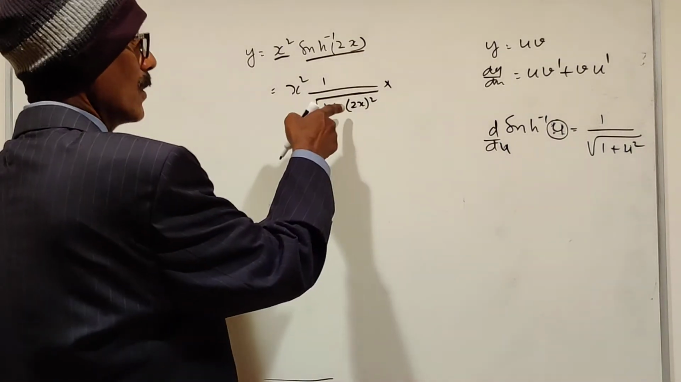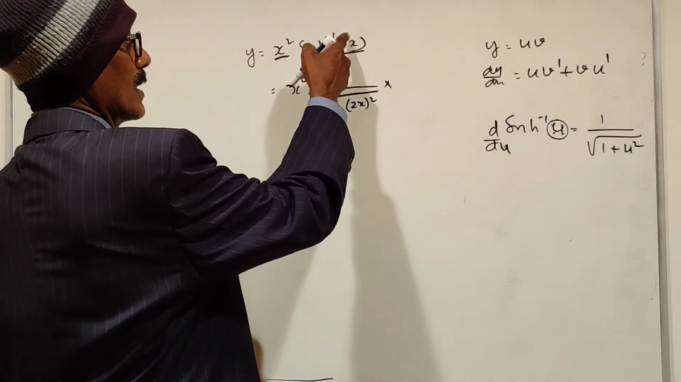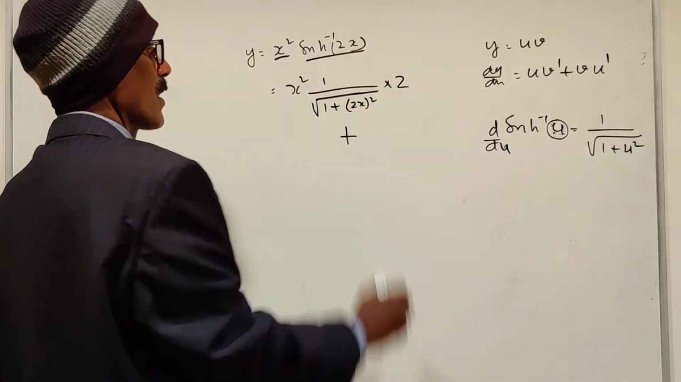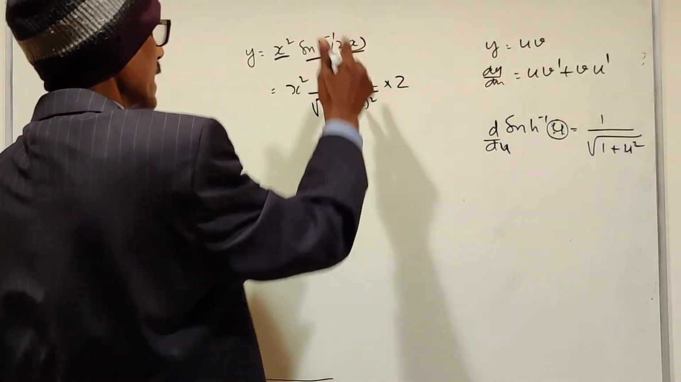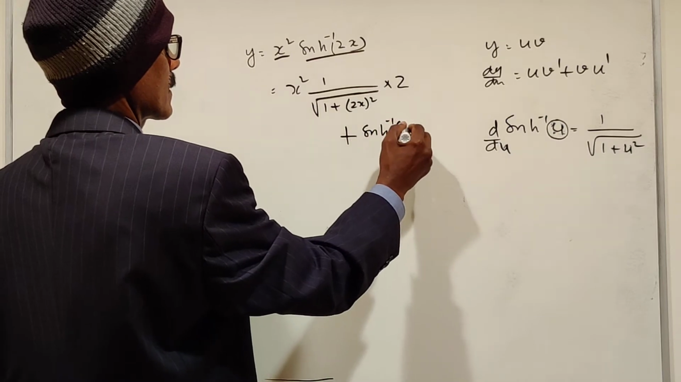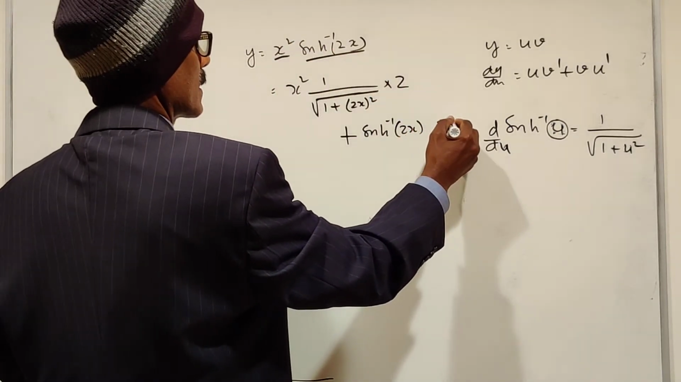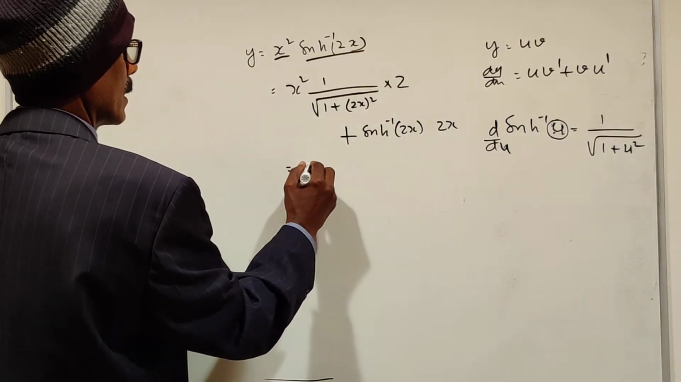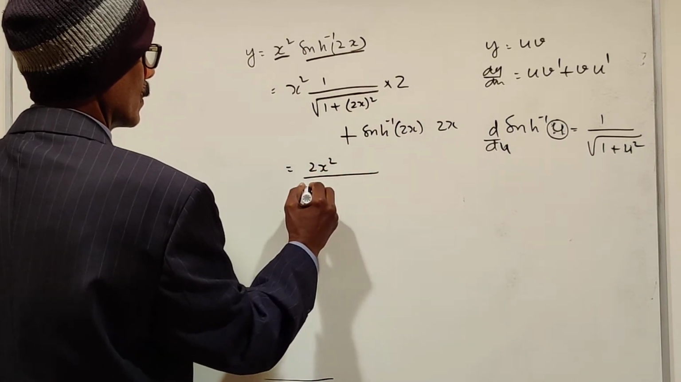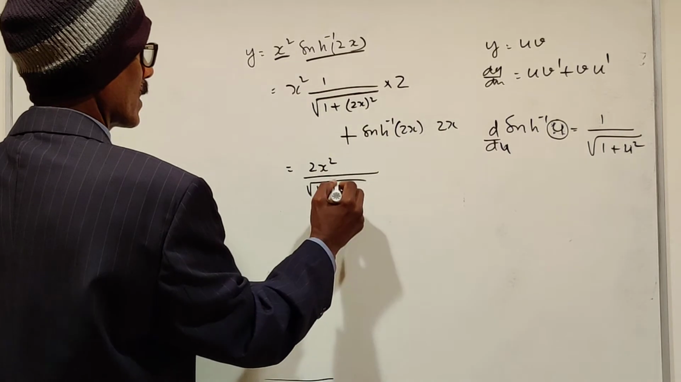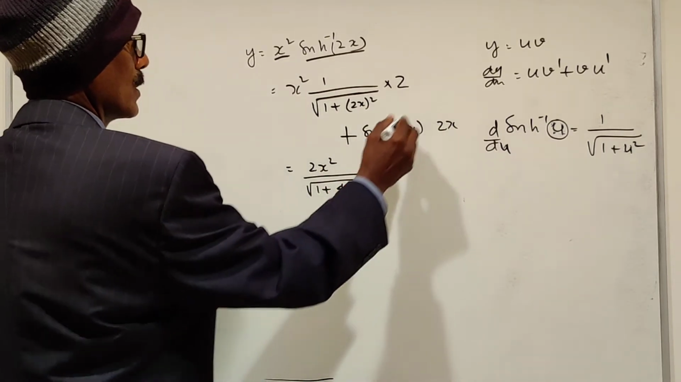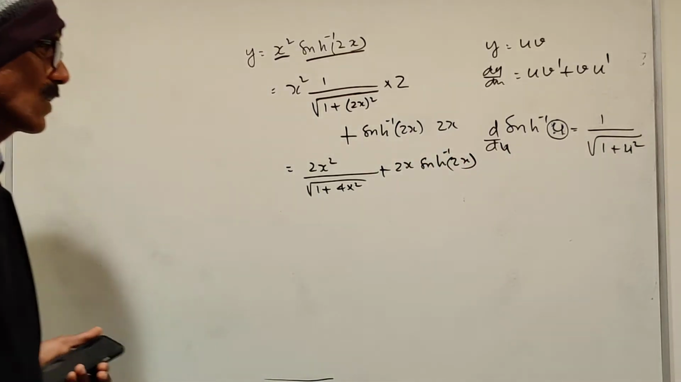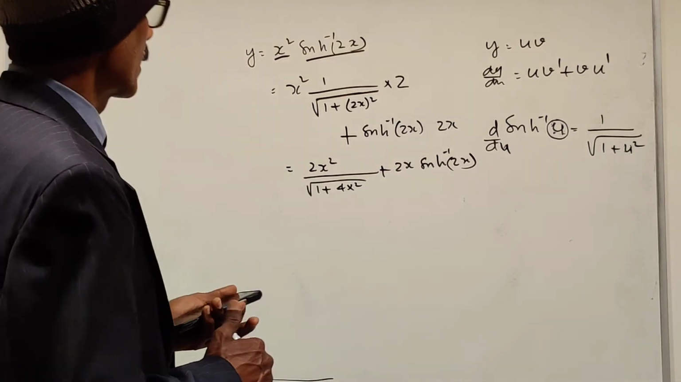Then after that, look at here. What is the chain rule? U is 2x, the derivative of u is 2, plus v, the second function sin h inverse 2x, into the derivative of x square, 2x. So here it is 2x square by square root of 1 plus 2x the whole square, which is 4x square, plus 2x sin h inverse 2x. Okay, this is the answer. You don't need to simplify this. This is the answer. Alright?